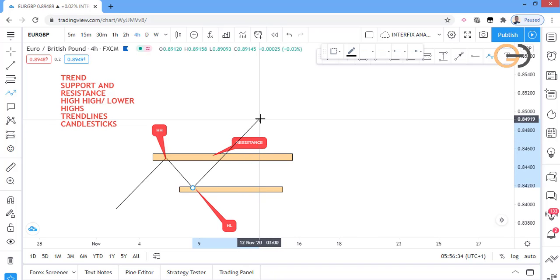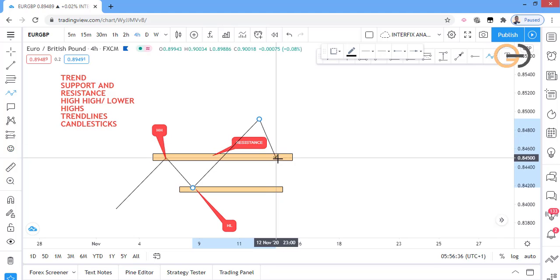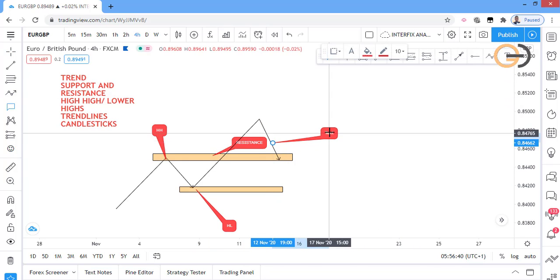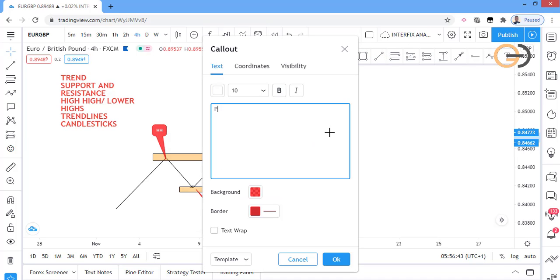So once the higher high is broken, we wait for the pullback. This coming back of the price is what we call the pullback, or you call it a retracement. Any of the language you use, it's okay.